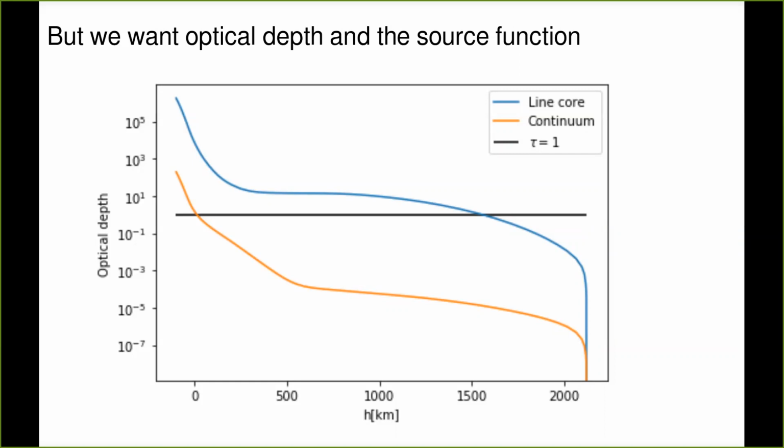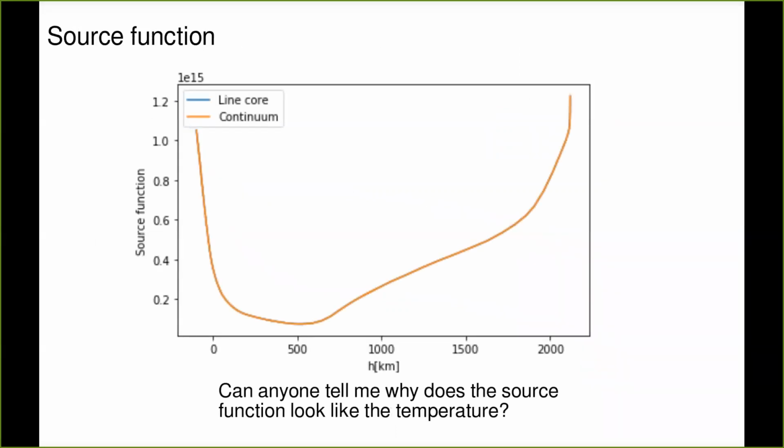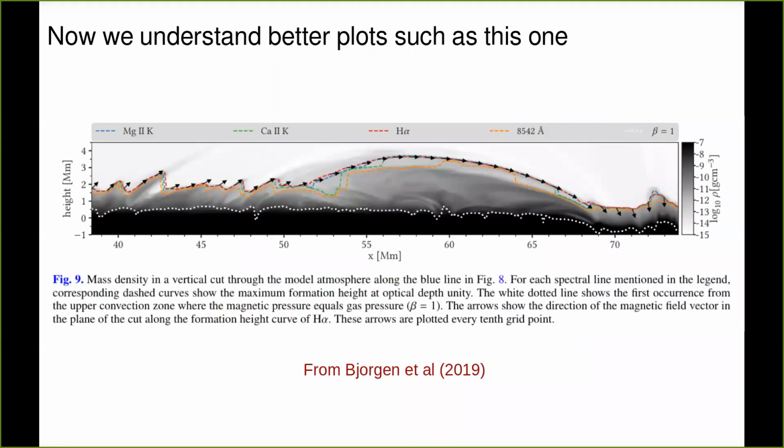And now we can better understand plots in the papers like this. So this is from last year's paper by our colleagues in Oslo and Stockholm, and they took a very sophisticated simulation of an active region and calculated, assuming very complicated and realistic physics, the behavior of the H-alpha line and other lines.